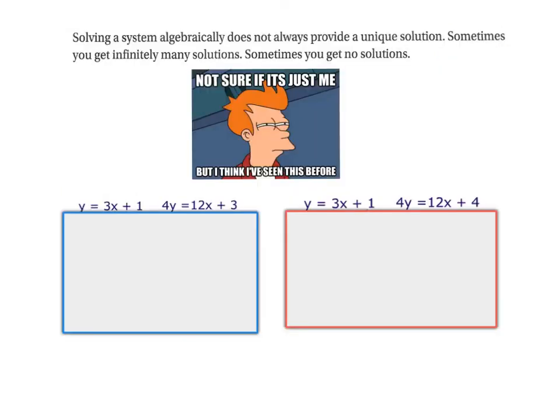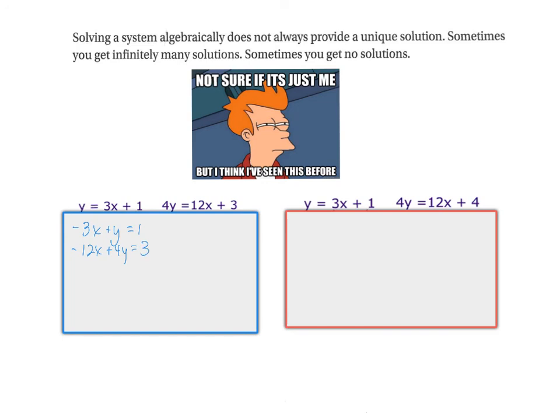And last but not least, we have some problems where, let's just go ahead and do them. So the first thing I notice is it's not set up the way I want it. I want my x's first, my y's second, and then my equals, and then my numbers. So I'm going to move the 3x over, making it -3x plus y equals 1, -12x plus 4y equals 3.